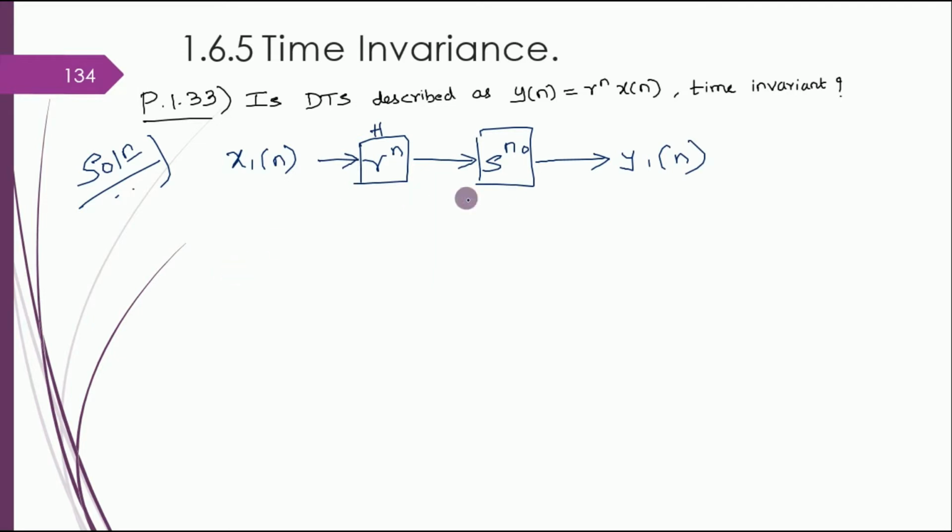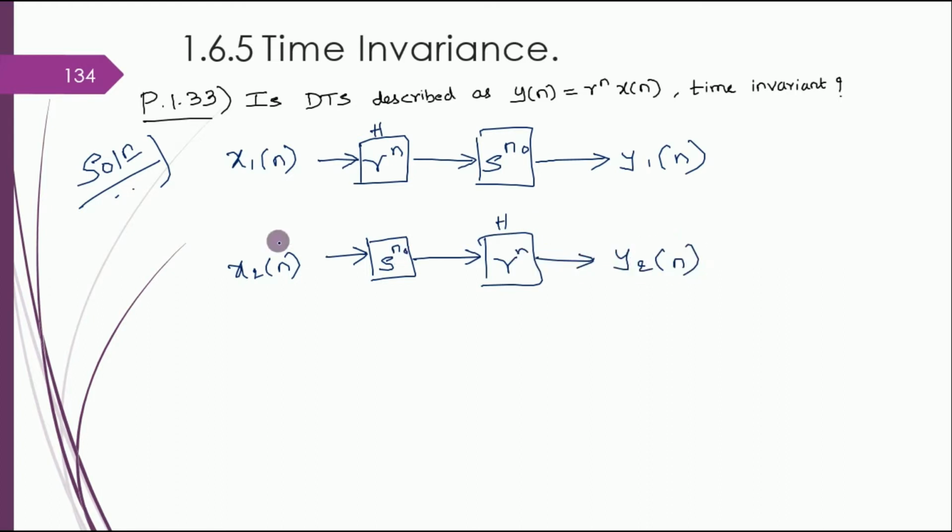In the other way, if I interchange it, how do I write? x2 of n. I apply the input directly to S raised to n naught, and then I apply the system operator. What is the system operator here? r raised to n. Then it will result in, consider that, y2 of n. Now let us check y1 and y2 are equal if x1 and x2 are equal. That is what we need to check.